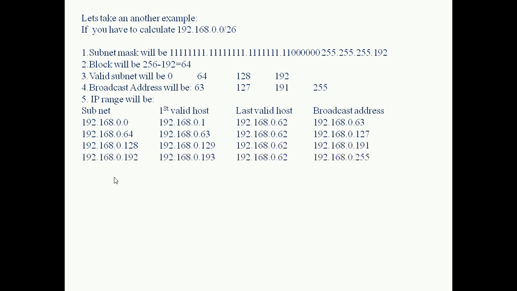So the hosts per subnet will be 2 to the power 6, which is the off bits of your subnet mask, minus 2, equal to 62. It means you are getting 62 hosts on each subnetwork. The number of subnetworks will be 2 to the power 2, as there are only 2 on bits beyond the default subnet mask, so the total number of subnetworks, the small pieces of network, will be 4. You can count here 1, 2, 3, 4.